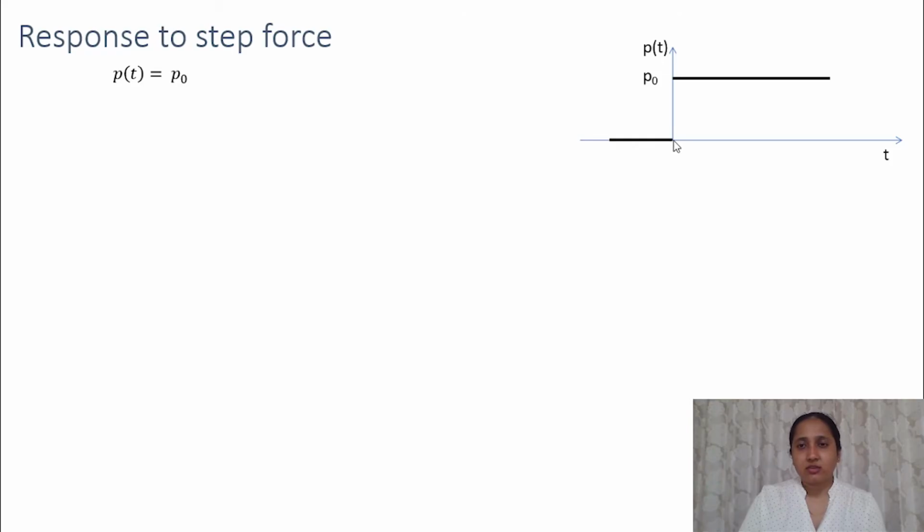So at t equal to 0, this force P naught is suddenly applied, and after that the force is constant. But before its application, the force was 0. So this was a sudden jump. It was a suddenly applied force. So let's see how the response of a single degree of freedom system looks for this kind of step force.